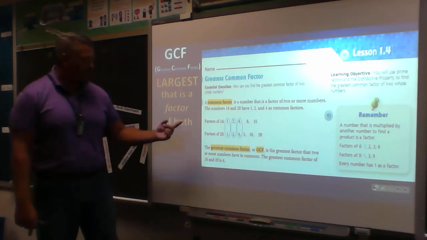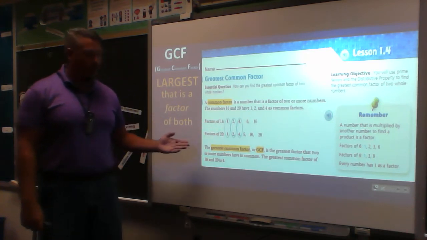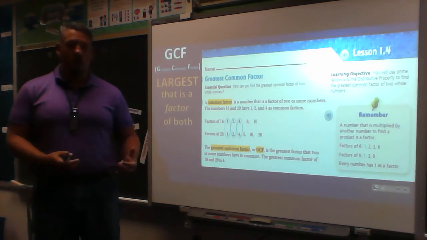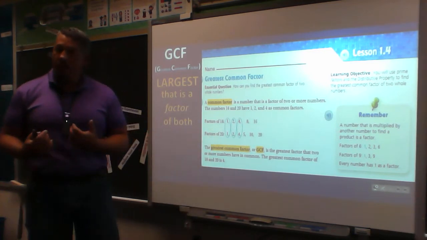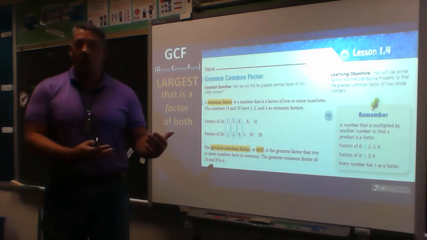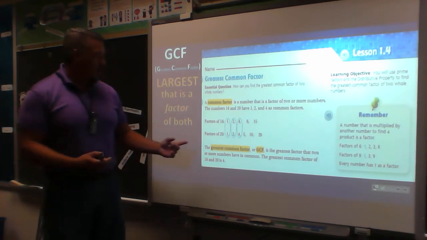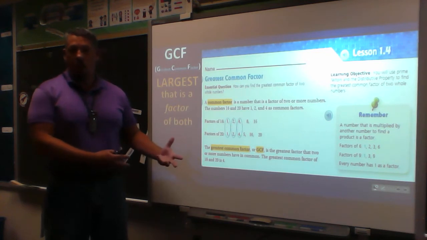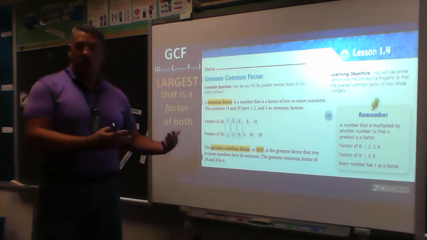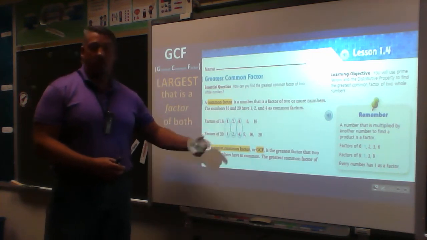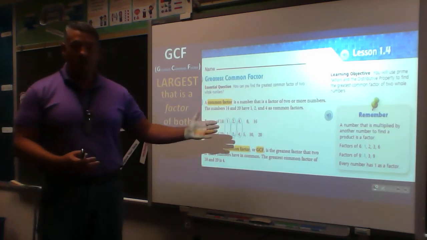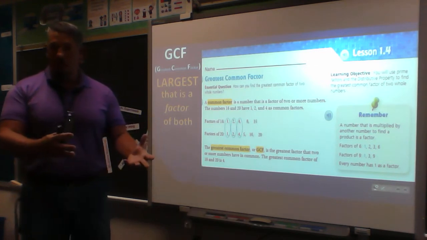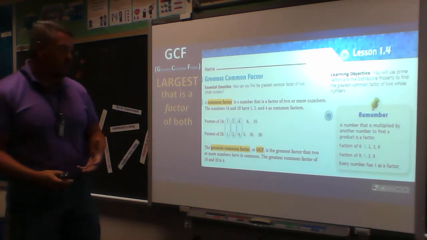But in common means we took 16 here in the book, and they gave us all the factors of 16, all the numbers that go into it evenly. And then we took 20, and we found all of the factors, all the numbers that go into it evenly. Now, the common means 1 is listed in both of them, and 2 is listed in both of them, and 4 is listed in both of them, but the other numbers are not in common. So we only have 3 common numbers between 16 and 20 that are factors.